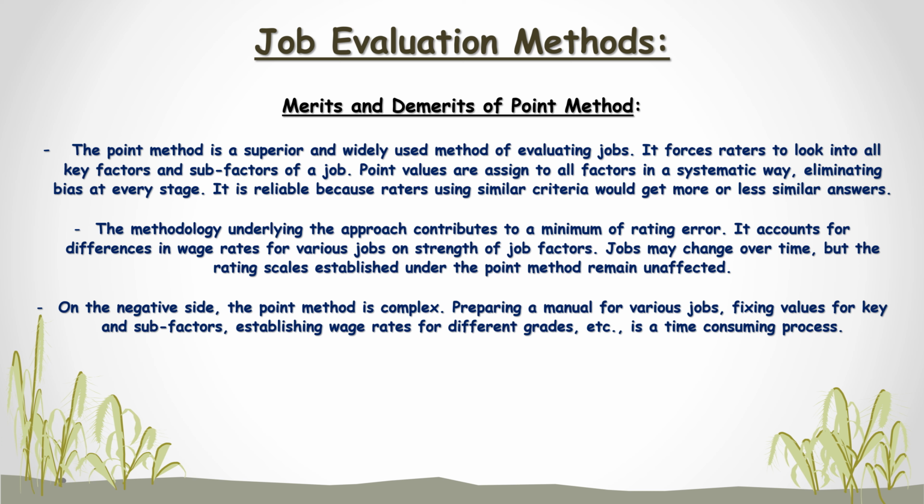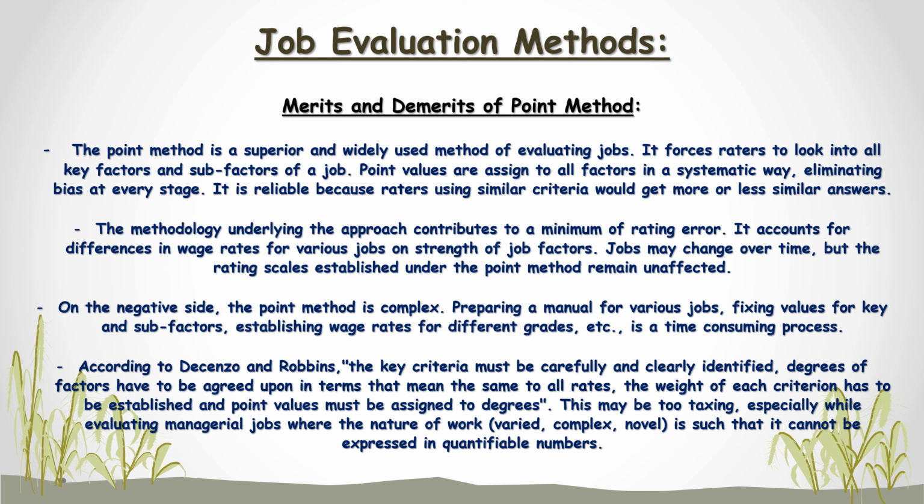Preparing a manual for various jobs, fixing values for key and sub-factors, establishing wage rates for different grades, etc., is a time-consuming process. According to DeCenzo and Robbins, the key criteria must be carefully and clearly identified. Degrees of factors have to be agreed upon in terms that mean the same to all raters. The weight of each criterion has to be established and point values must be assigned to degrees. This may be too taxing, especially while evaluating managerial jobs where the nature of work, varied, complex, novel, is such that it cannot be expressed in quantifiable numbers.